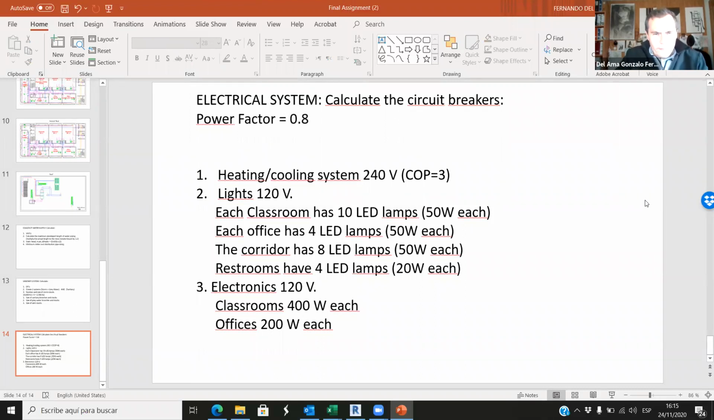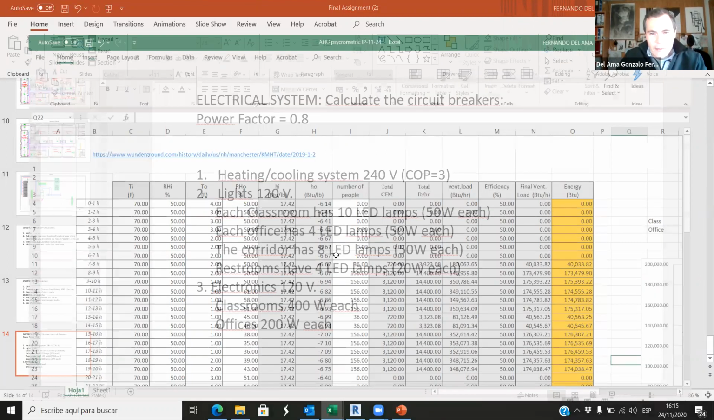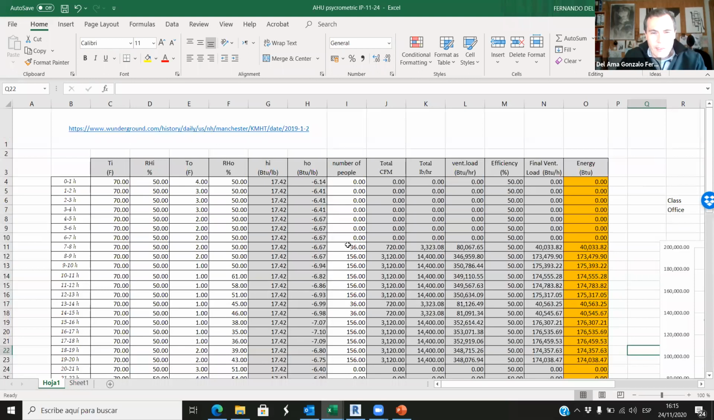Okay, so now we have to deal with the heating or the cooling system. And to do this, we need first to work with this Excel file. Some of you have asked me things about this Excel file. I have sent you some tutorials, but I want to explain this for everybody because I think it's relevant. Okay, I'm going to do it again.